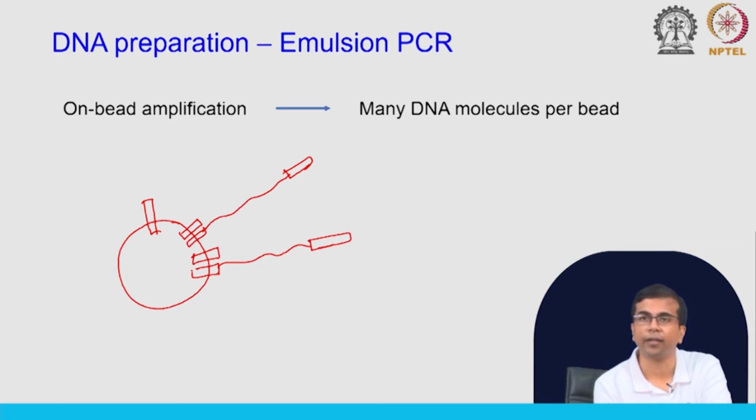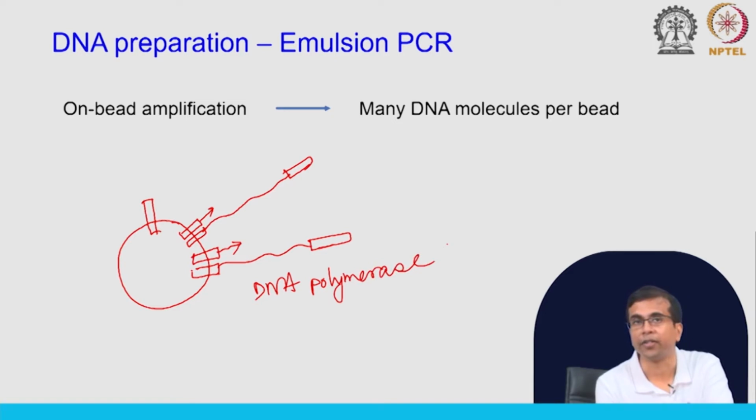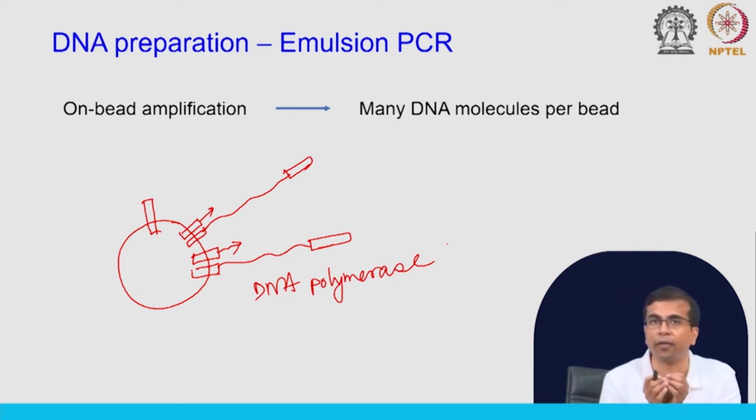So, you can have this extension from here through DNA polymerase. So, you can synthesize the complementary strand here, and you can have this on-bead amplification. So, what is the idea behind on-bead amplification? It is that you are generating multiple copies of the same molecule. You are generating these copies in the bead from just one or two molecules.